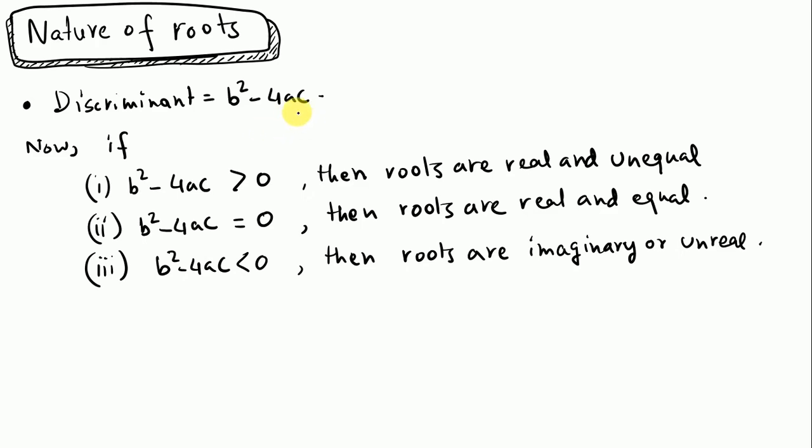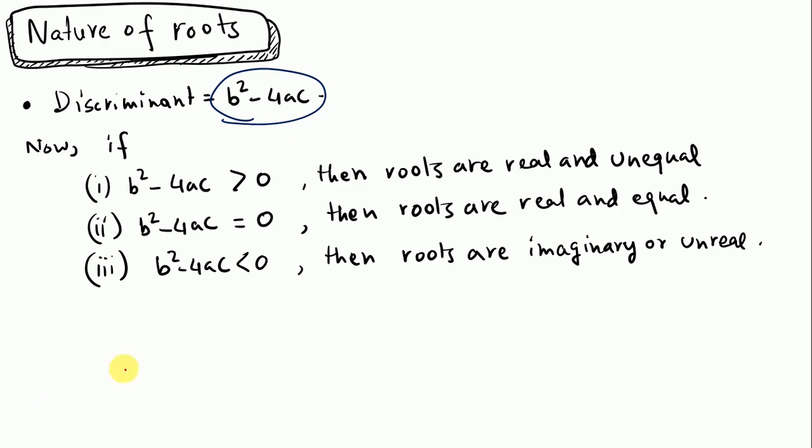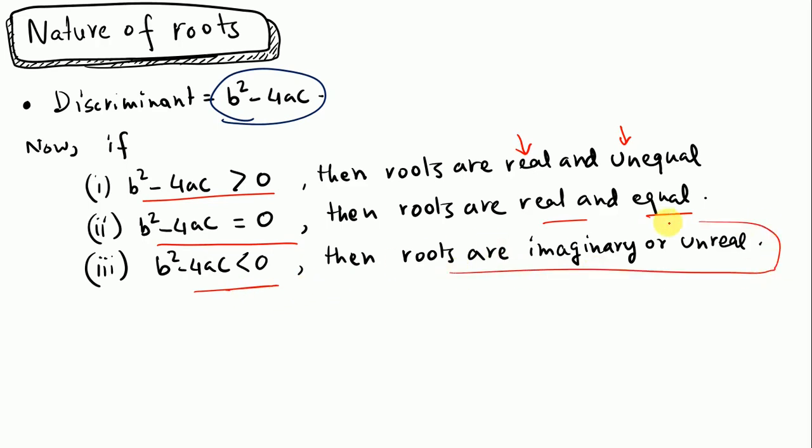See, the discriminant is b square minus 4ac. Now if this discriminant is greater than 0, the roots will be real and unequal. If the discriminant equals 0, then the roots will be real and equal, and if the discriminant is less than 0, then the roots are imaginary. So these are the three conditions which can arise.